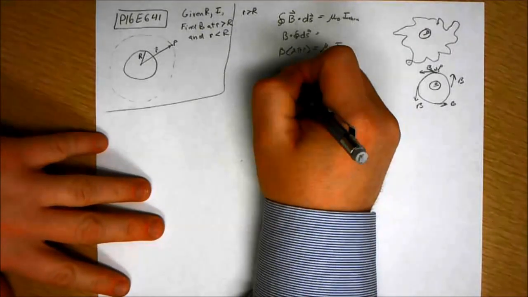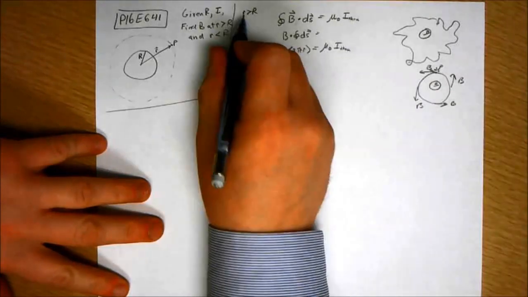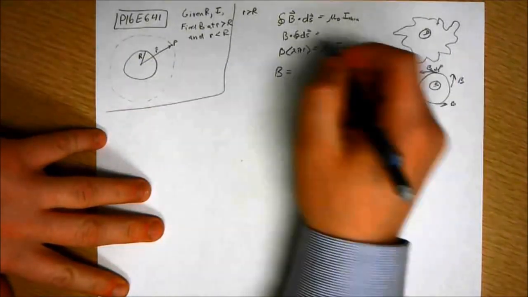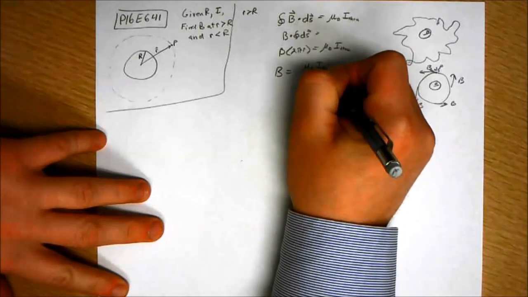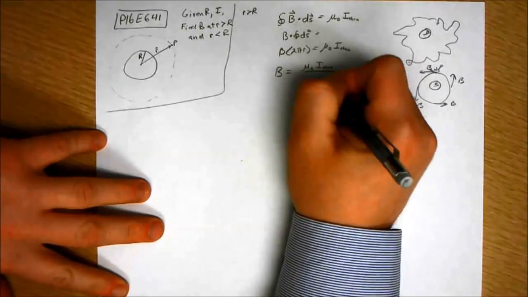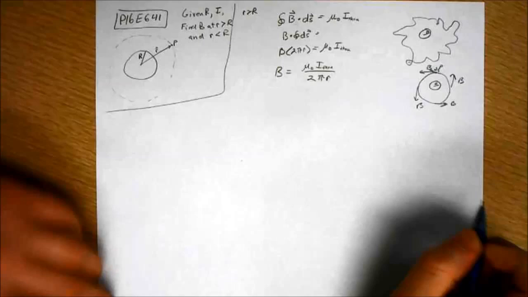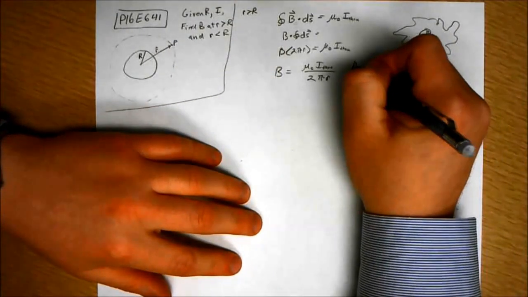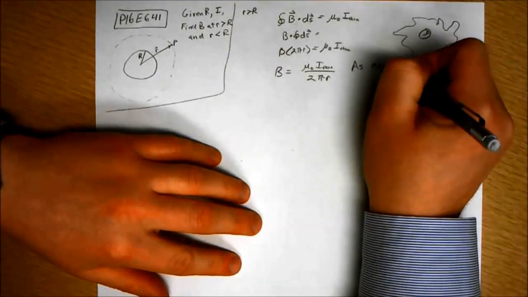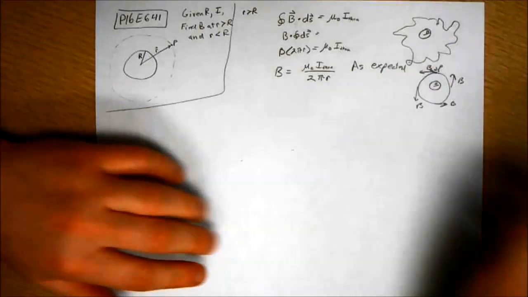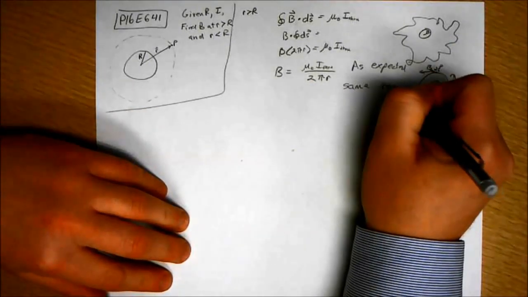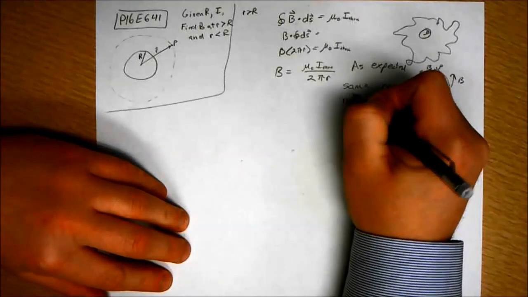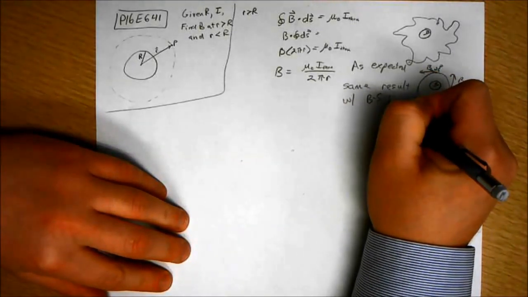So that means the magnetic field at any point r, where r is greater than the radius of the wire, is going to be mu naught I through over 2 pi r. Well, that's just as expected, because we already found the same result with the Biot-Savart law.